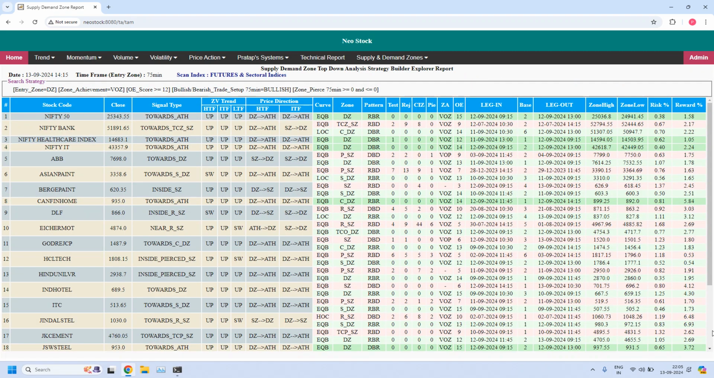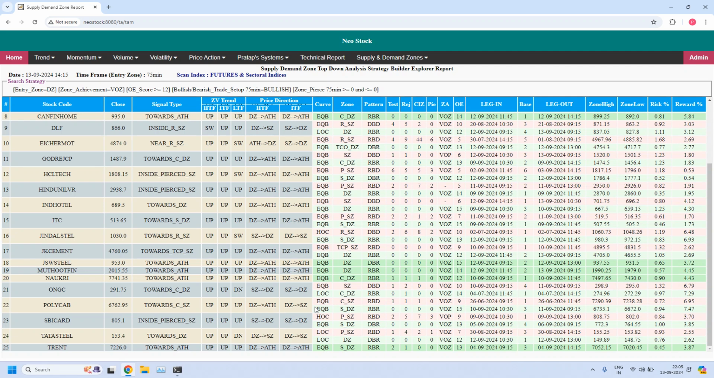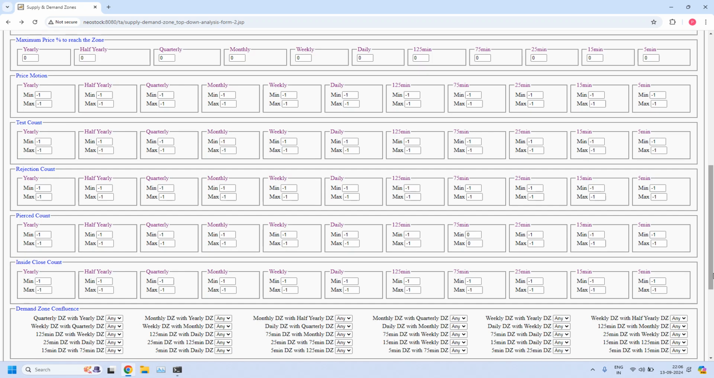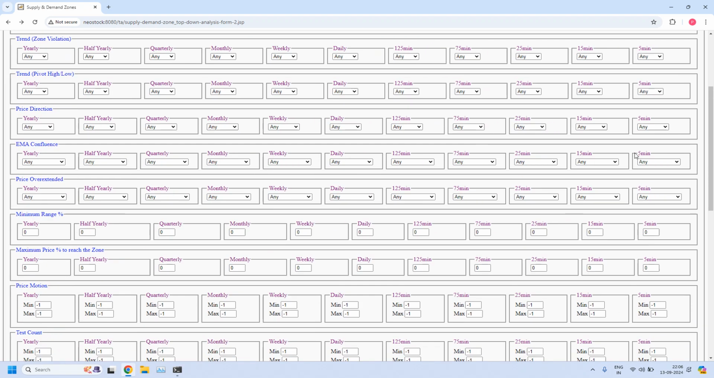So 24 or 25 stocks are filtered. Let me scroll the list down. So total 25 stocks are filtered. Let's verify out of these 25 how many have ITF confluence, that is 75 and daily confluence. That means the 75 minutes demand zone should be part of the daily demand zone. So in the demand zone confluence, I am enabling 75 minutes demand zone with the daily demand zone. This is ITF confluence.